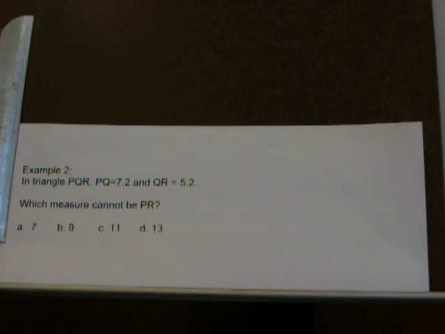Alright, you guys should have taken a moment to solve that for yourself. Okay, so looking through this, this is the way that I would work. I would say, okay, I'm going to try 7. So 7 is less than 7.2. So 7 and 5.2 add up to being greater than 7.2. So that's not going to be one of my choices, because it cannot be the measure of that third side.